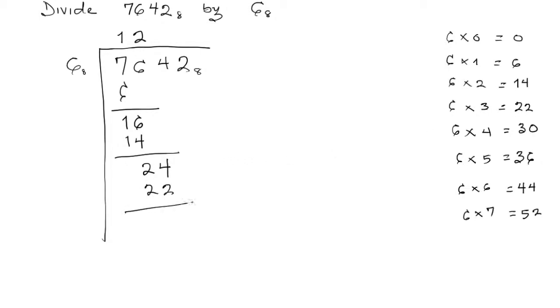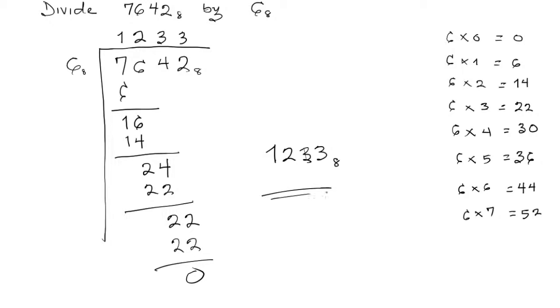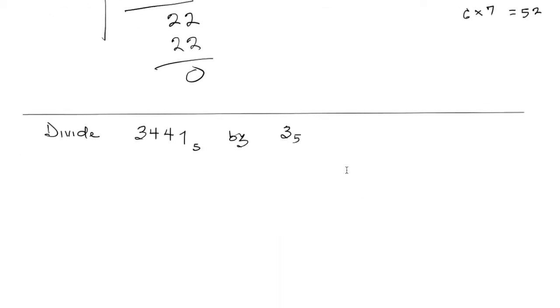2. Now we have to multiply 6 by 3 to get 22, so that's 3 right here, and the subtraction here yields 2. Bring down the next number, which is 2. We have our 22 right here, and we can write 22. This gives us 0. Don't forget your answer is 3. And so the answer to this sum is 1, 2, 3, 3 in base 8. And that's how you solve that.